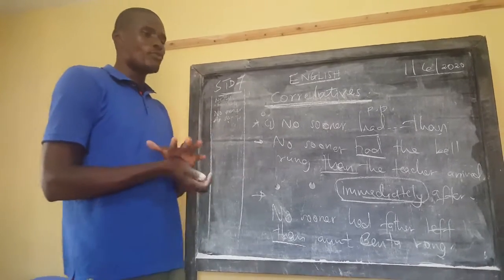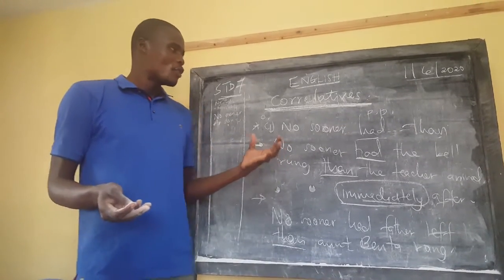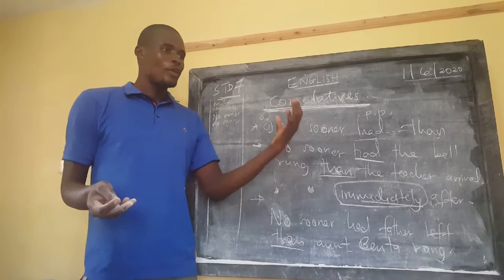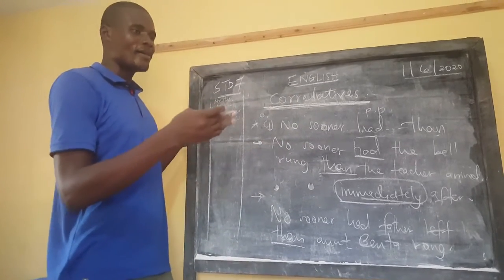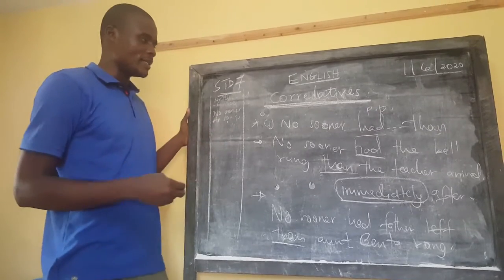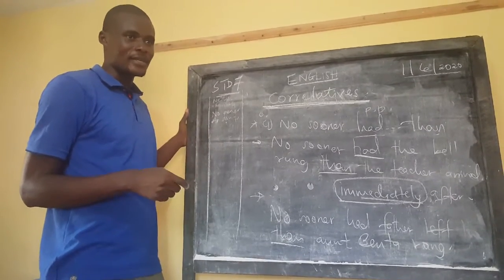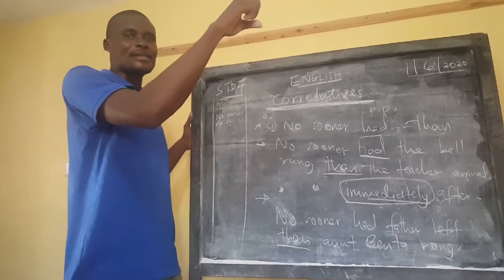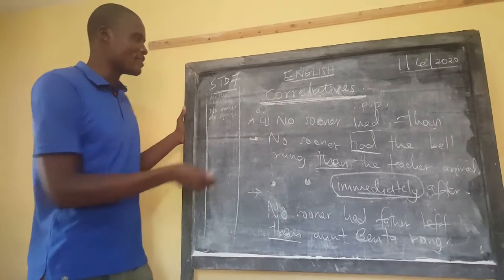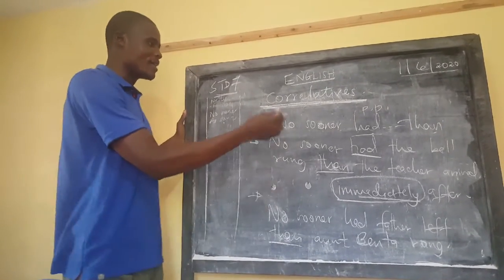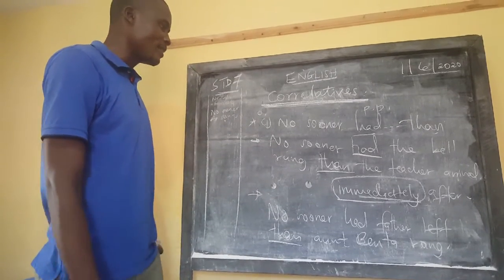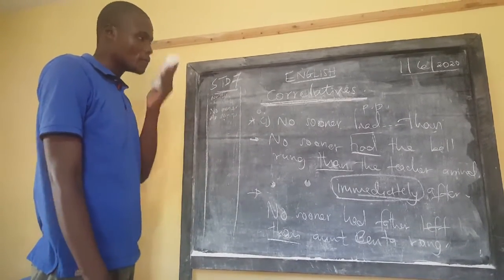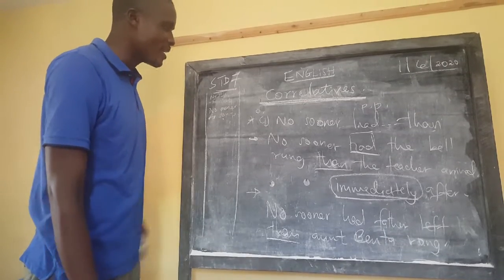In examination, you meet such that: the following is a sentence. Which one among A, B, C, D is the best? That means the same as the underlined phrase. And the underlined phrase is "no sooner had," let us use this one. No sooner had the bell rung than the teacher arrived.